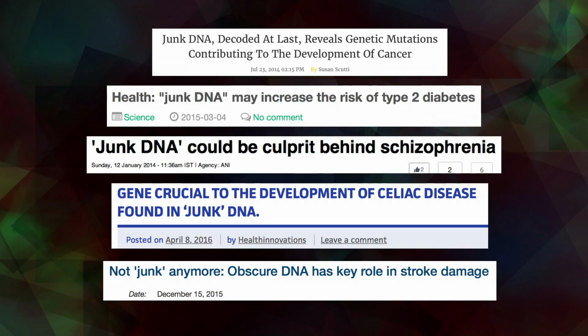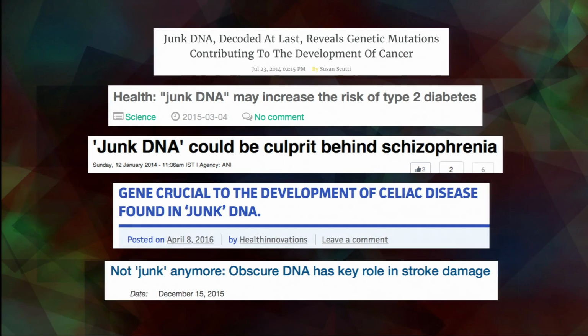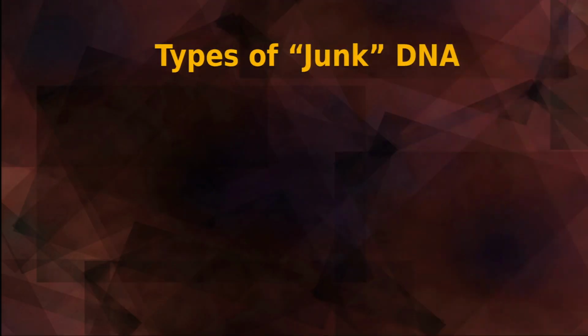So these are just some of the headlines on this: how junk DNA has been linked to things like cancer, type 2 diabetes, schizophrenia, celiac disease, Crohn's disease, stroke damage. Over and over again, we're seeing variations there. It's affecting the regulation most likely, and that's what's causing the disease. So it's really exciting to see this and be able to predict and hopefully help deal with these types of things in the future.